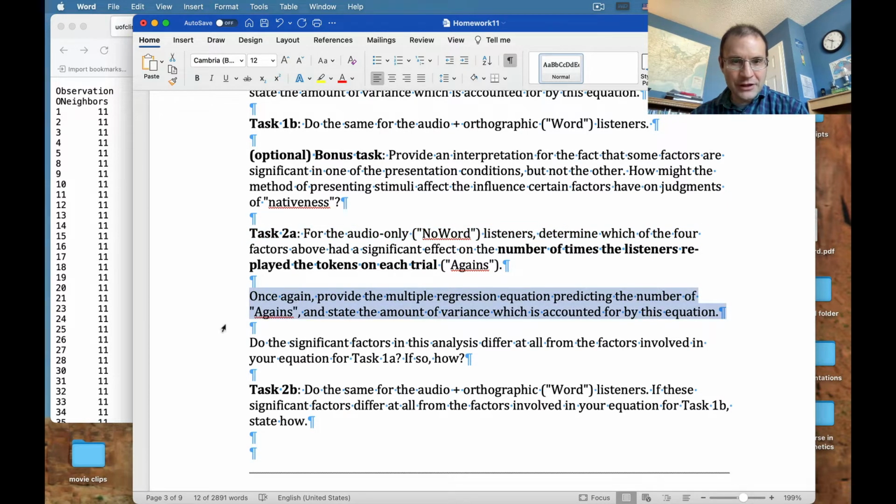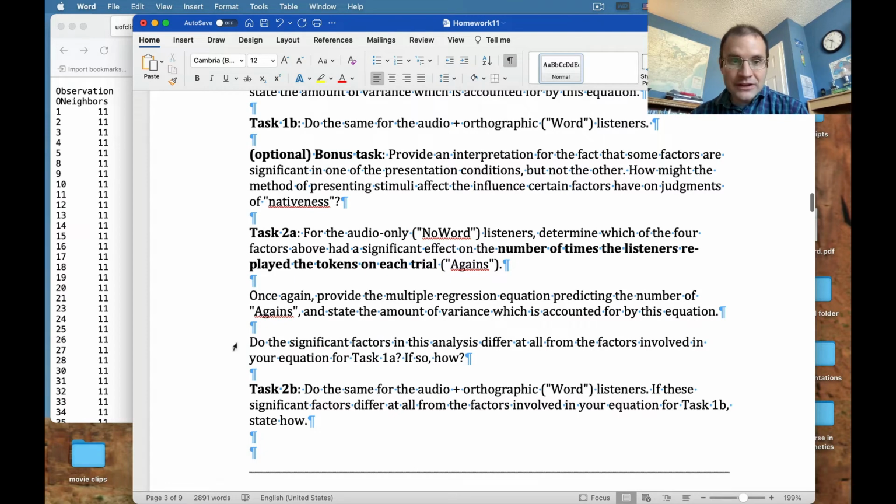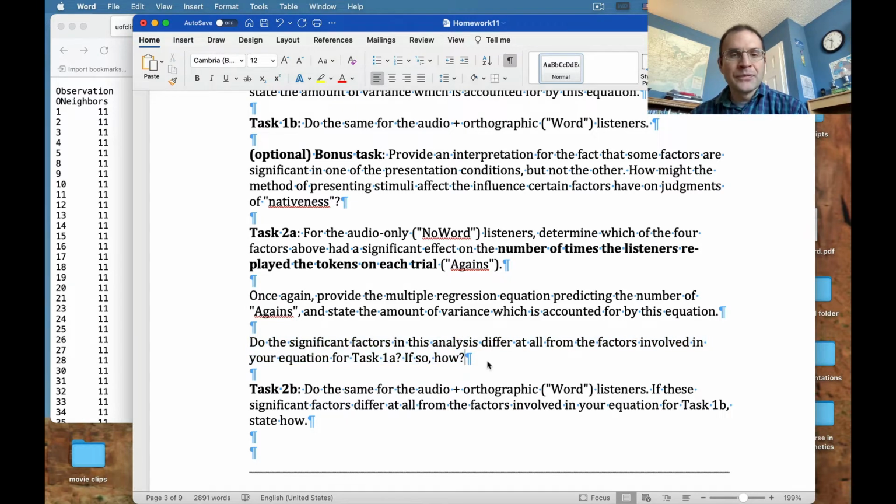Provide the multiple regression equation, and state the amount of variance which is accounted for by the equation. Once you've done this, do these significant factors differ at all from the equation you developed for task 1A? And if so, how?